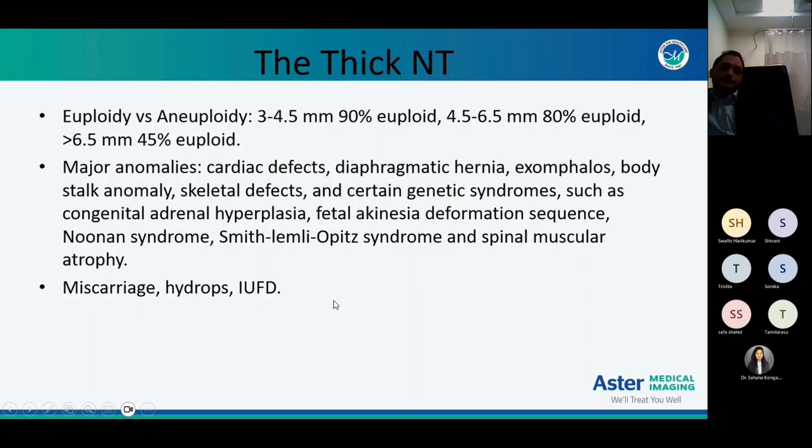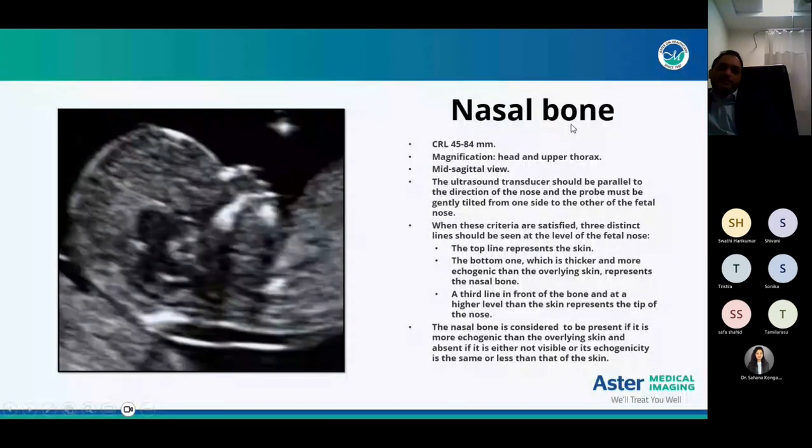So that was about nuchal translucency. The next sonological marker is the nasal bone. For the nasal bone, just like nuchal translucency, we have some criteria. If you check all these features in this image, this is basically the same image which we used for nuchal translucency. That is CRL 45 to 84 millimeters, magnification with head and upper thorax occupying the entire screen, mid-sagittal view, baby in neutral position.